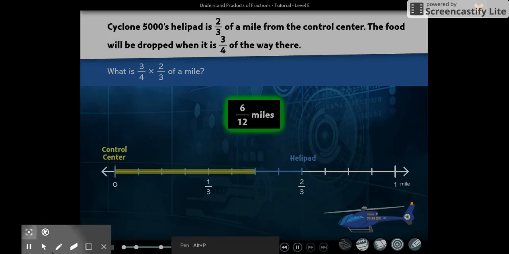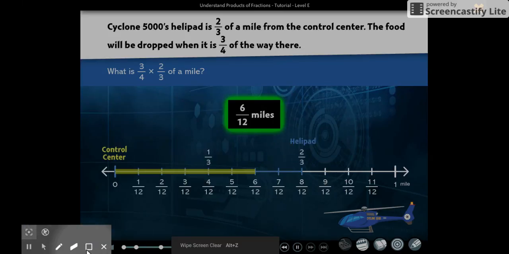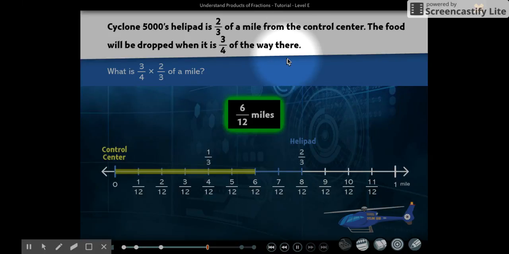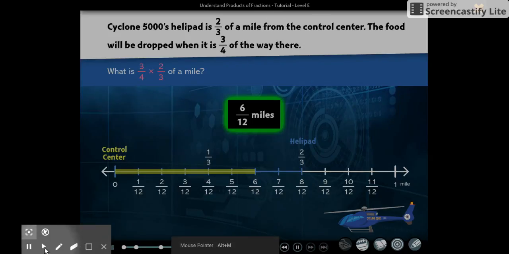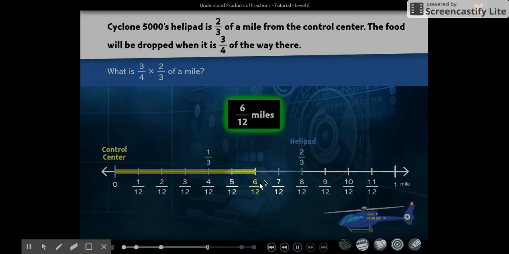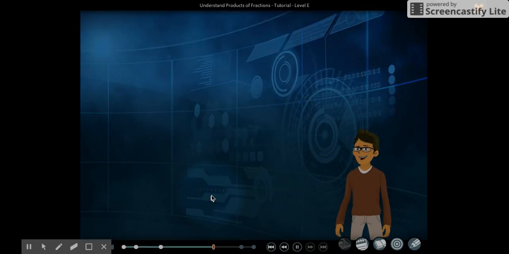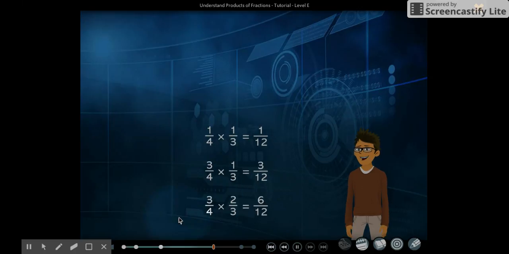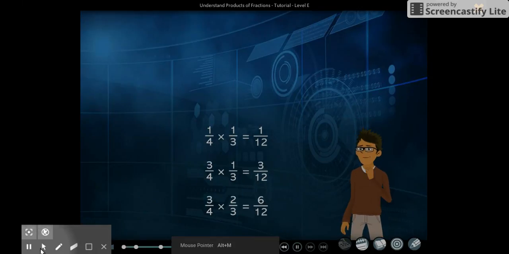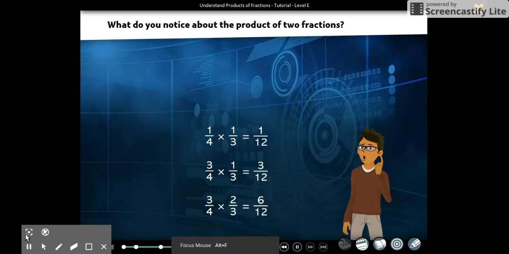That makes 12 equal parts in 1 mile. So each part is 1/12 of a mile. Since 6 parts are shaded, 3/4 times 2/3 of a mile is 6/12 of a mile. I think I notice a pattern that could help us. Here's some of the calculations we've done so far. What do you notice about the product of two fractions?